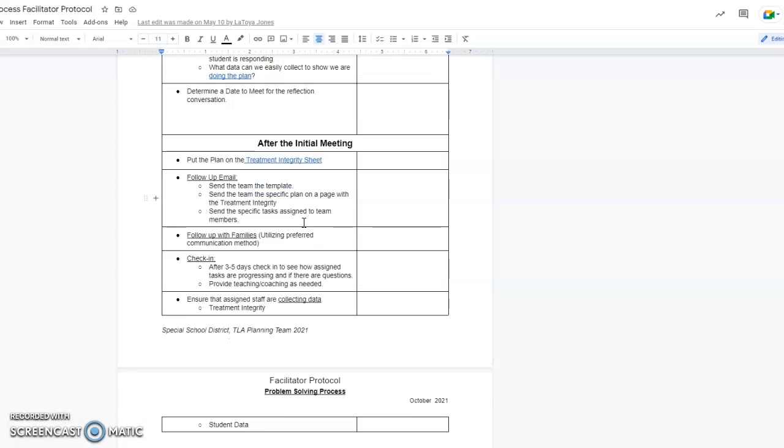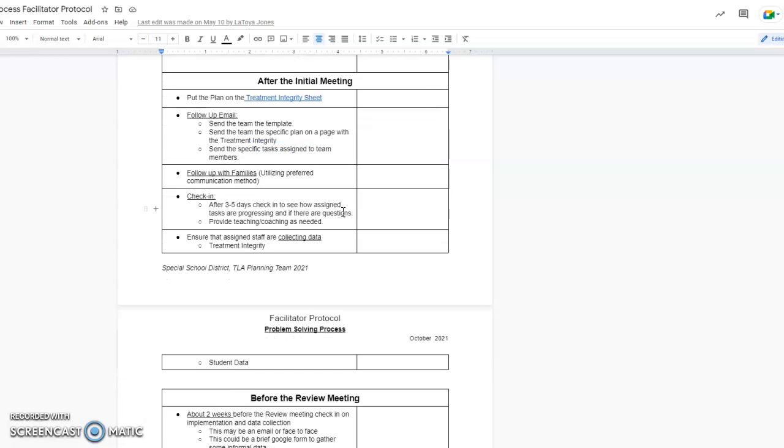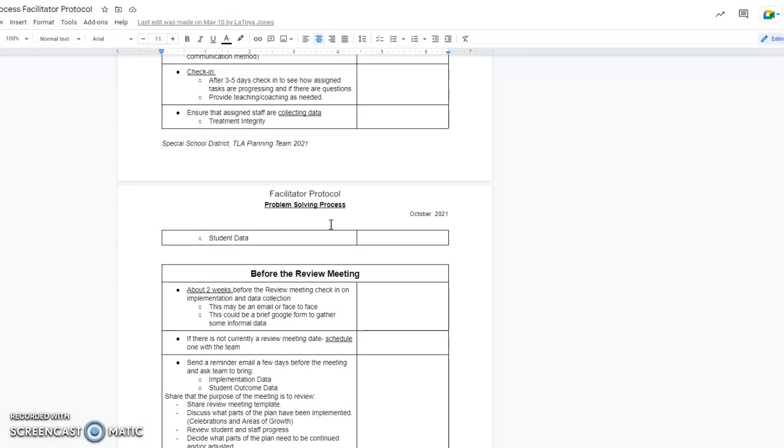After the initial meeting, we offer a link for a treatment integrity sheet, a follow-up email with regards to the plan on a page, specific tasks assigned, following up with families, and checking in after the meeting to ensure that team members are very clear about the strategies to be implemented to address the lagging skills of students. And also ensuring that data is being reviewed and collected by staff.